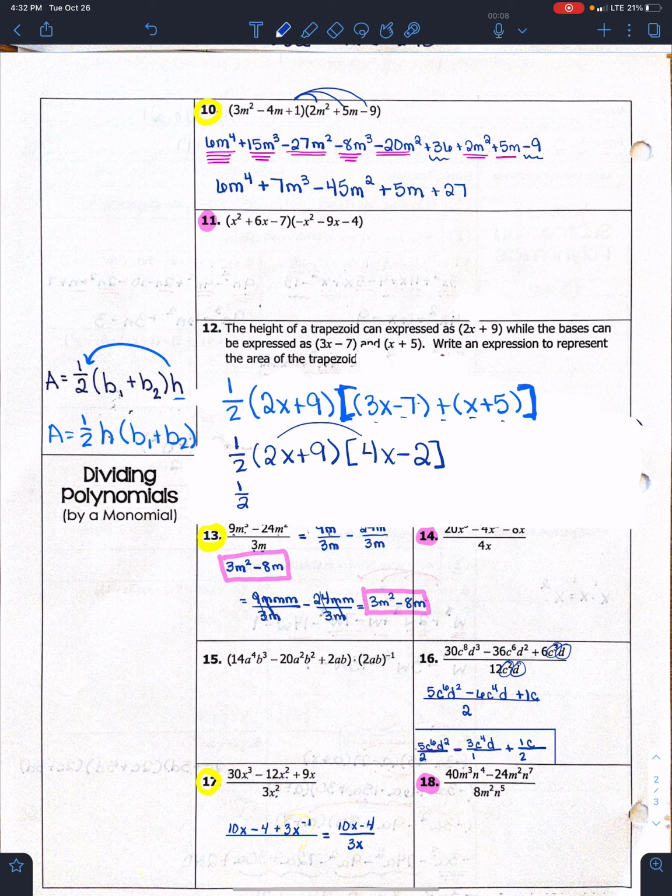So I have 1/2 times 8x squared. 2x times negative 2 is negative 4x. 9 times 4x is positive 36x. And 9 times negative 2 is negative 18.